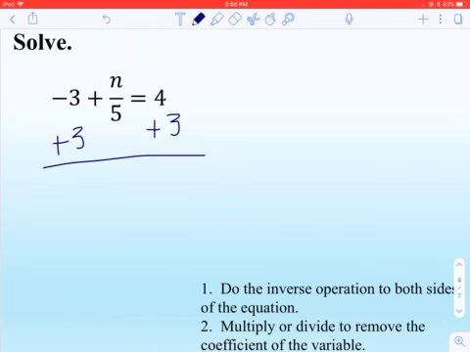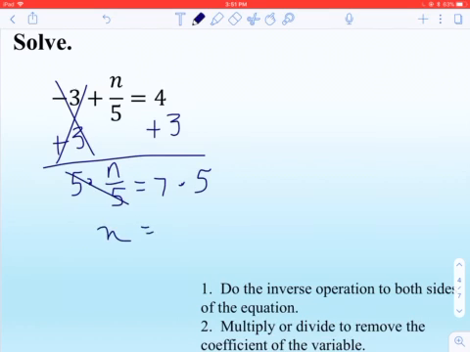The positive 3 and the negative 3 cancel out, and that's going to leave me with n divided by 5 is equal to 7. And then because I have division, I do the opposite. The opposite of division is multiplying by 5. So I'm going to multiply both sides of the equation by 5. 5 divided by 5 is 1. That leaves me with n. 7 times 5 is 35. That's my solution. So now I'm going to do a check.